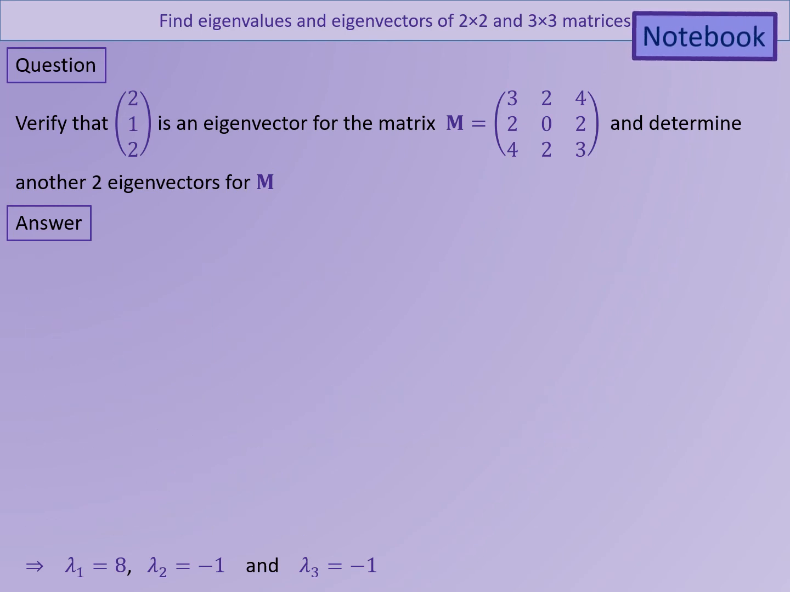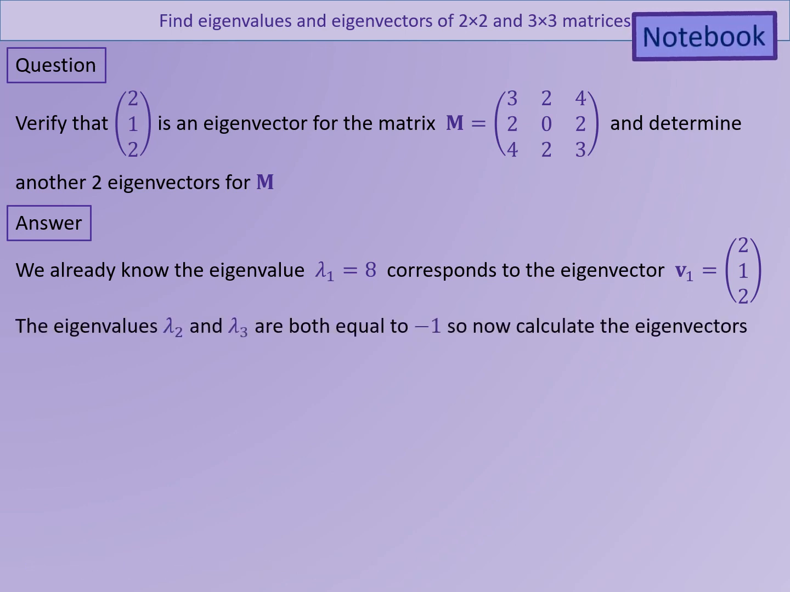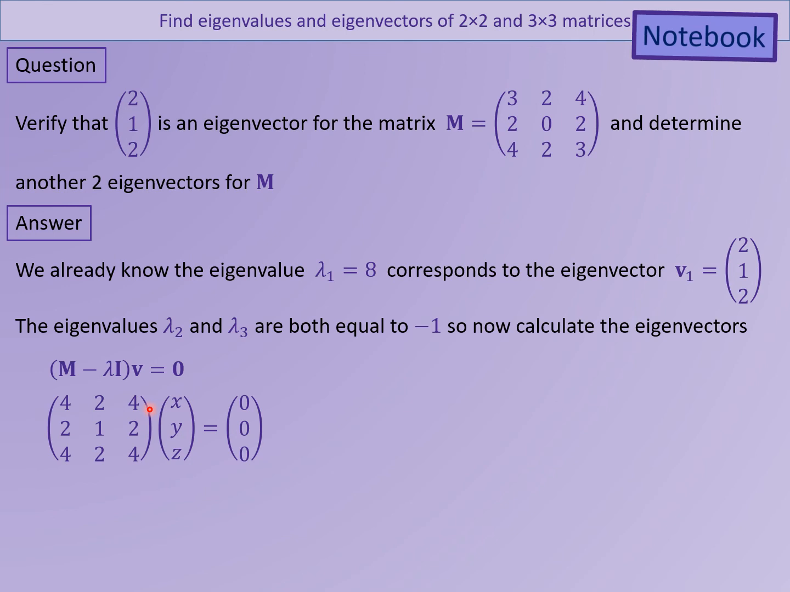What does that mean? So, as I just said, we already know that the eigenvalue lambda equals 8 corresponds to that eigenvector, so there's no point in worrying about that one. And both of these are equal to -1. So let's have a go at calculating the eigenvector for this. I've got M minus lambda I multiplied by v equals 0. So what I'm going to do is substitute in the -1, and notice I've done a few steps in one, and there's nothing wrong with you learning to do the same.